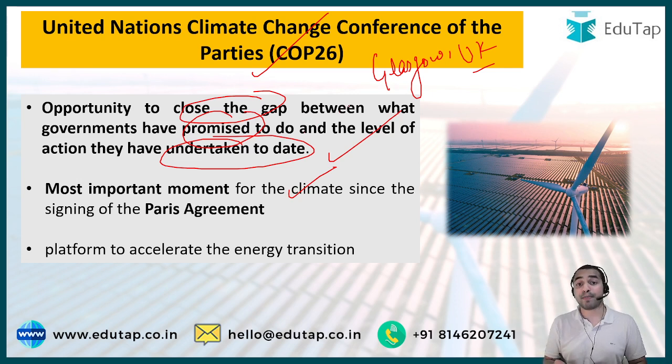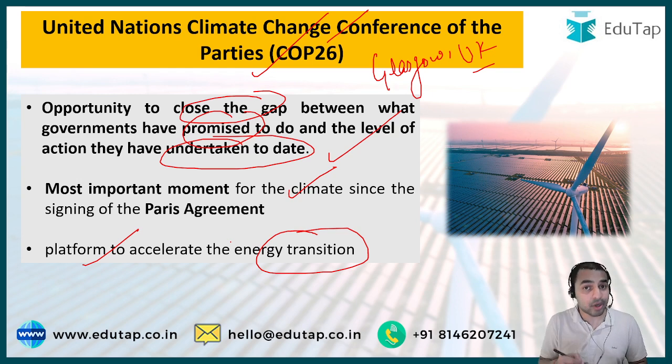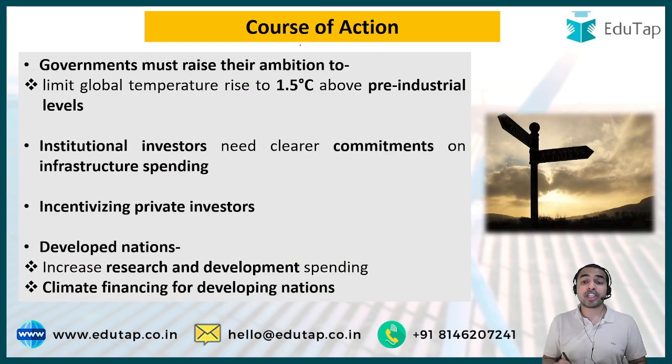And guys, this report also says that this particular platform, COP26, is going to be a very huge platform for all the governments to accelerate the energy transition towards renewable energy growth. And if you talk about the course of action recommended by this report, it says that the governments are required to raise their ambition in order to limit the temperature rise to 1.5 degrees Celsius above the pre-industrial levels.